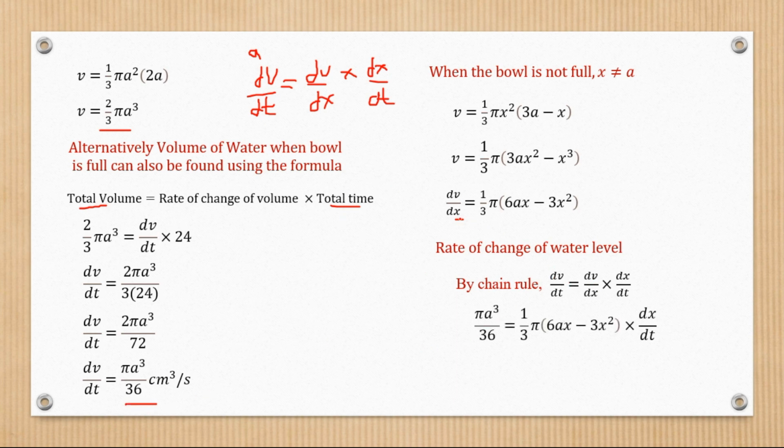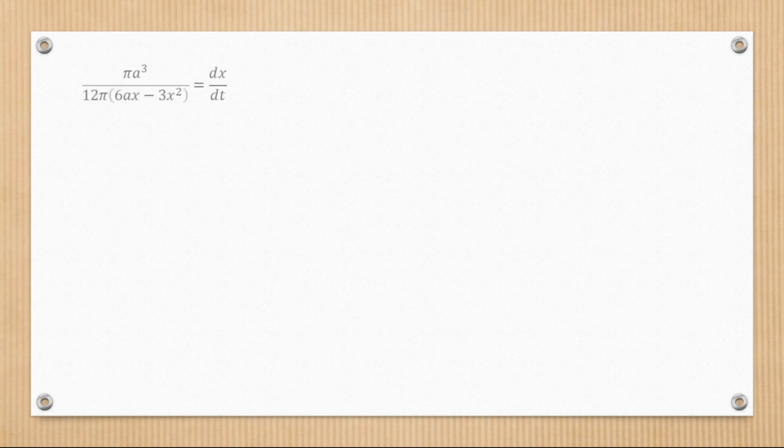Then dV/dx, we've just found it right now, times dx/dt. So now plug those in, and then make dx/dt the subject. So dx/dt should be equal to πa³ over 12π times the bracket 6ax minus 3x². Next I can see that the π values cancel, so I remain with that.